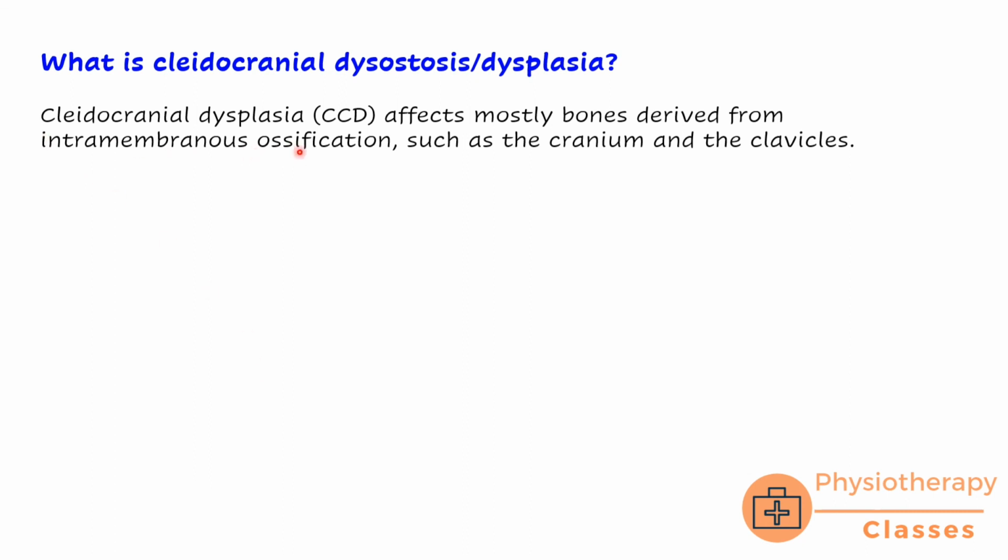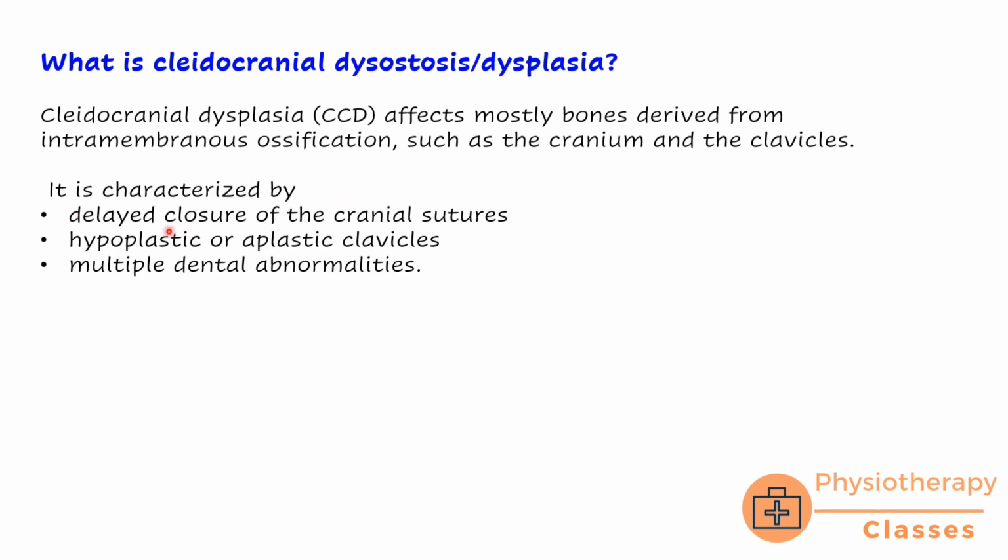Cleidocranial dysplasia or dysostosis is a defect which affects mostly the bones which are derived from intramembranous ossification. So there is a defect in the intramembranous ossification. The bones which develop by intramembranous ossification are the bones of the cranium and the clavicles, right? It is characterized by delayed closure of cranial sutures. Because those cranial bones develop within the membrane, the ossification is not proper and there will be wide sutures. So there is delayed closure of the cranial sutures because the bones have not developed completely at the right time.